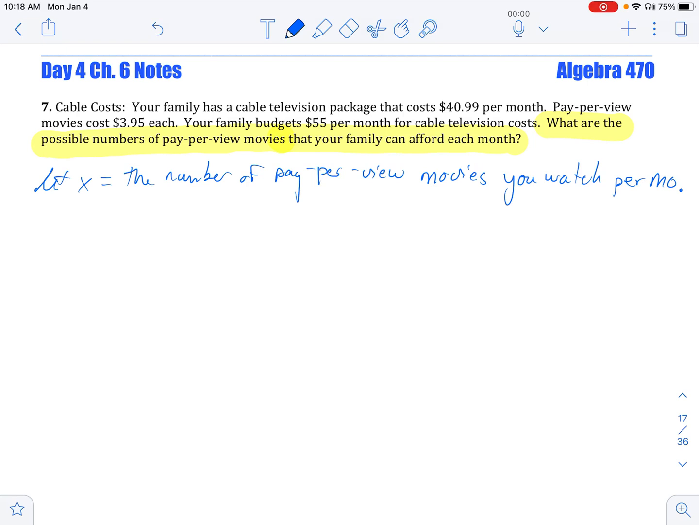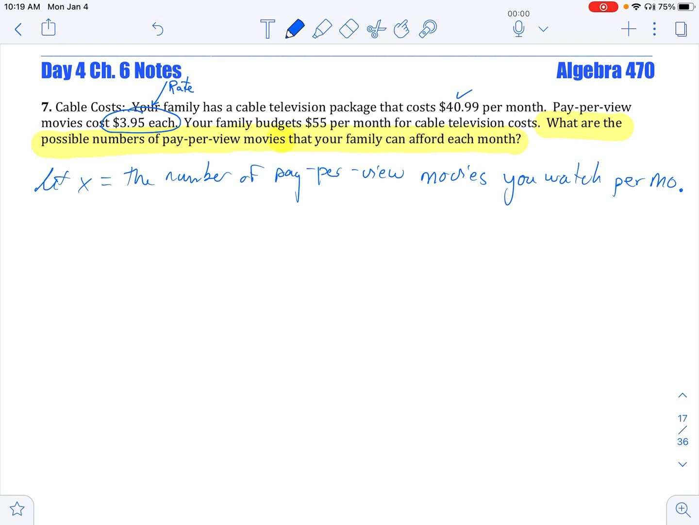It says that it costs us $40.99 per month. So whether or not we watch any movies or not, there would be just a fixed amount that we have to pay. And then it says each pay-per-view movie is going to cost $3.95 each. What I need to recognize here is that this is a rate.